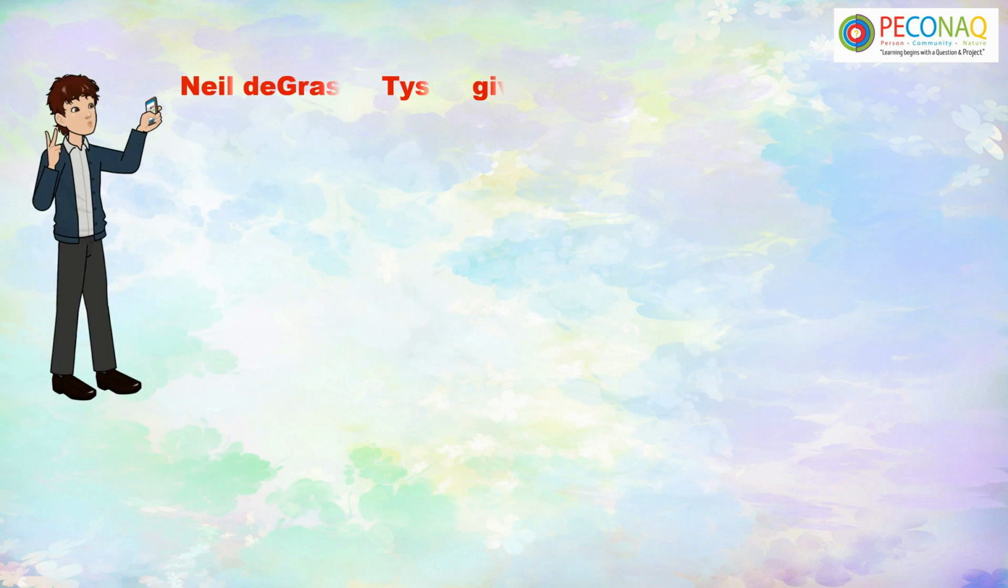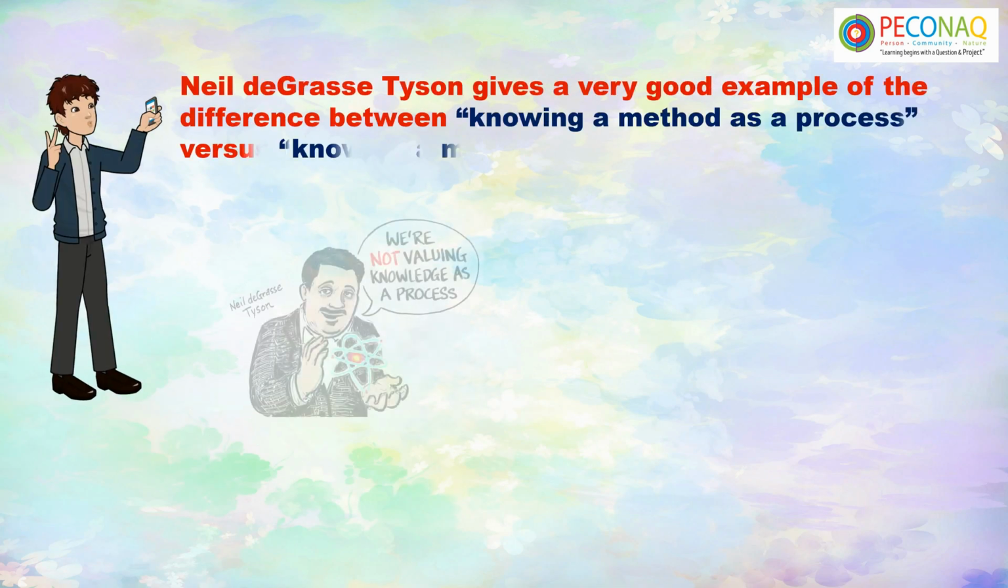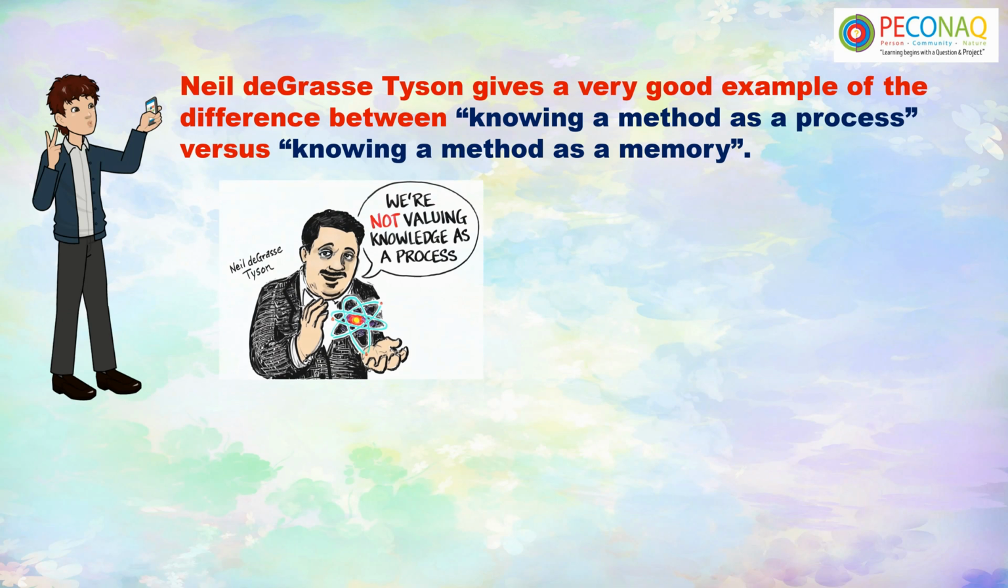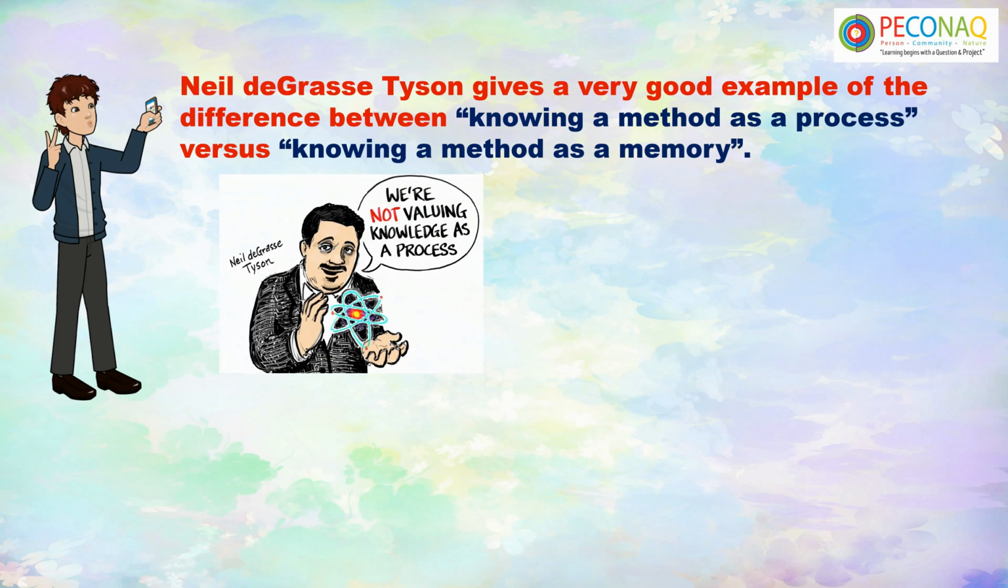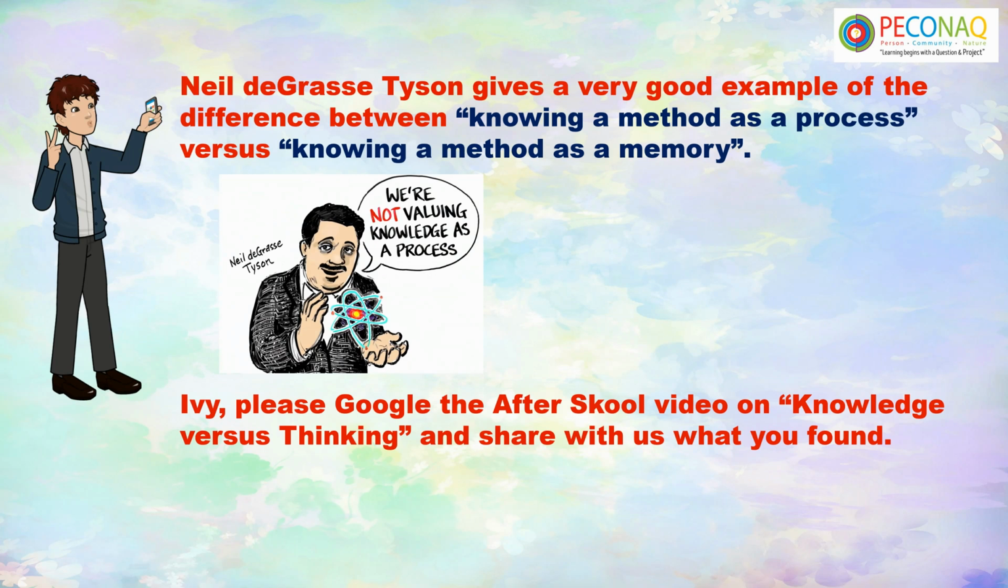Neil deGrasse Tyson gives a very good example of the difference between knowing a method as a process versus knowing a method as a memory. Ivy, please Google the after-school video on knowledge versus thinking, and share with us what you found.